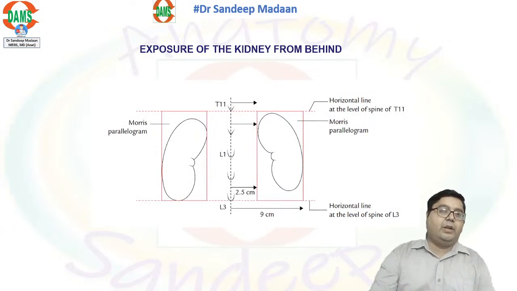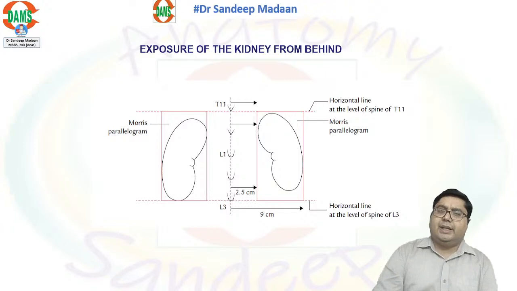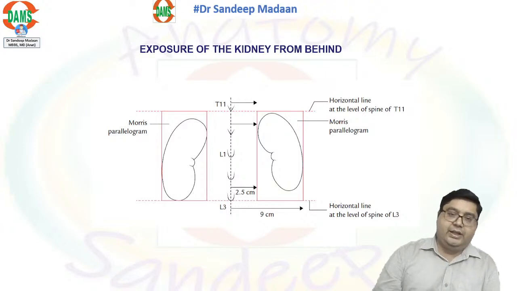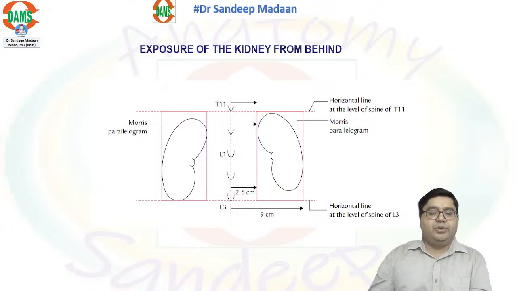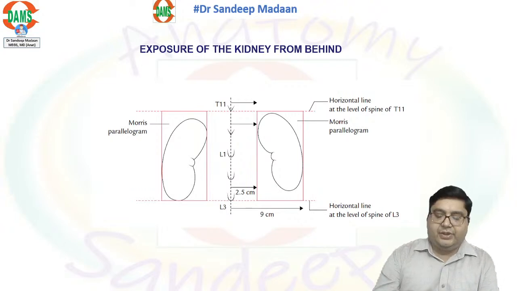So this Morris parallelogram, these levels may not be asked as such, but the layers which are reflected in order to reach the kidneys can be asked, because that is a direct relation to the thoracolumbar fascia, right?